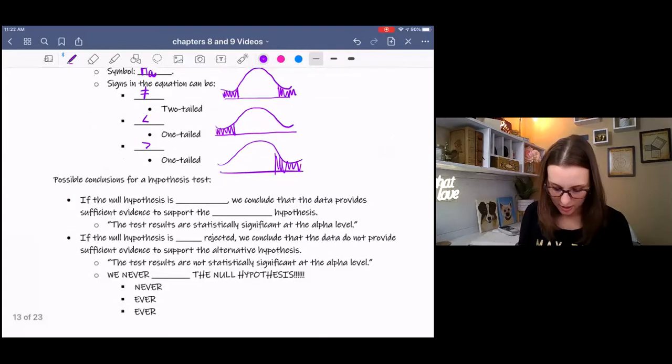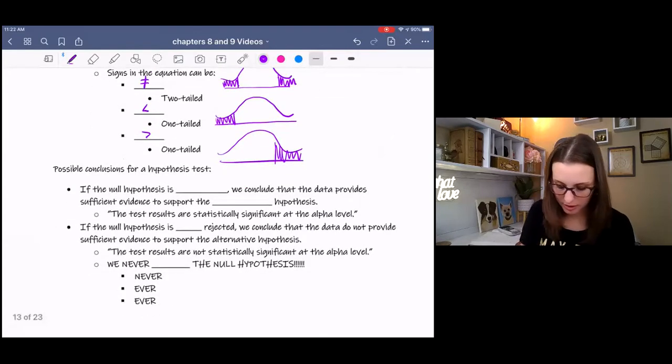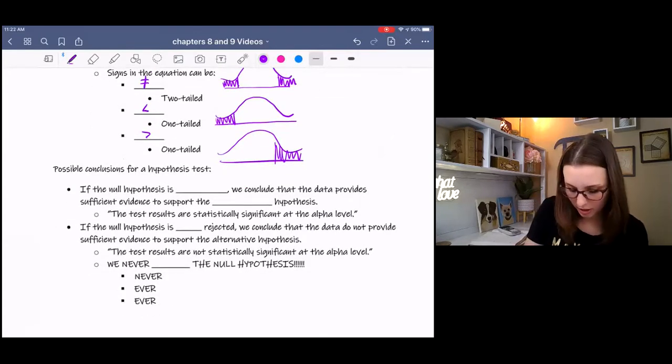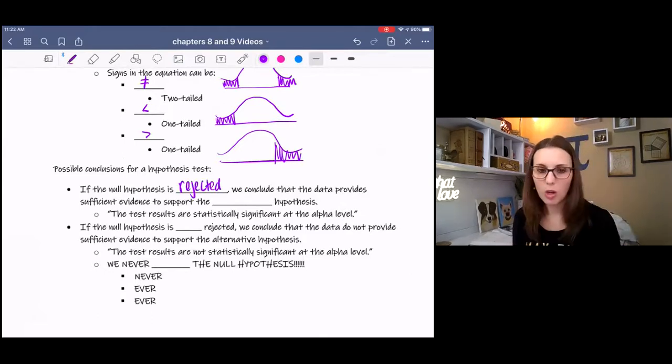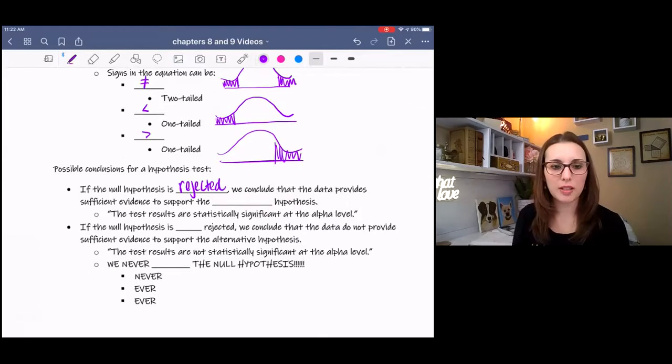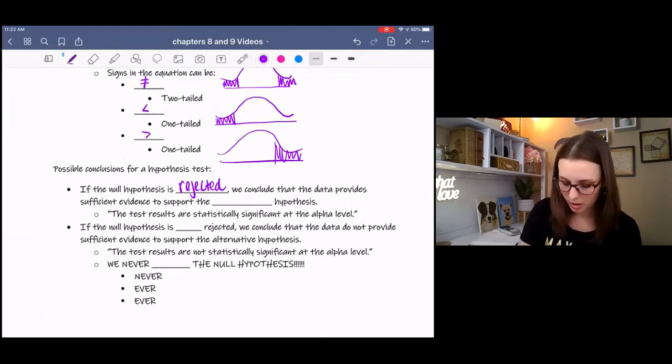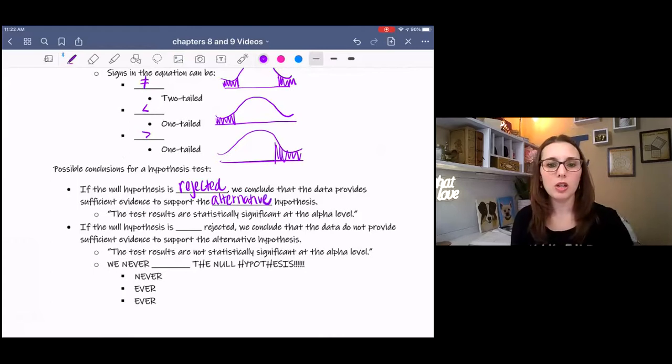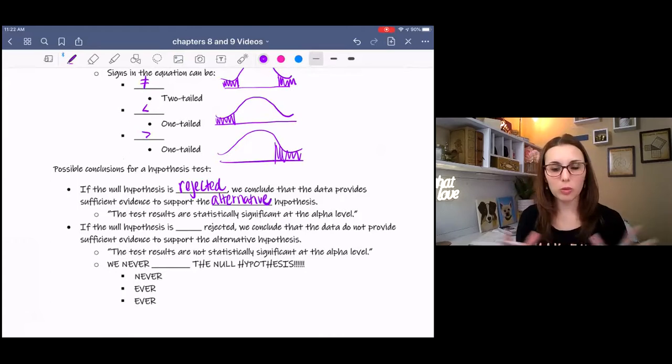If the null hypothesis is rejected, we conclude that the data provides sufficient evidence to support the alternative hypothesis. We'll learn about making conclusions in future videos, but for this one, we're just talking about the wording.